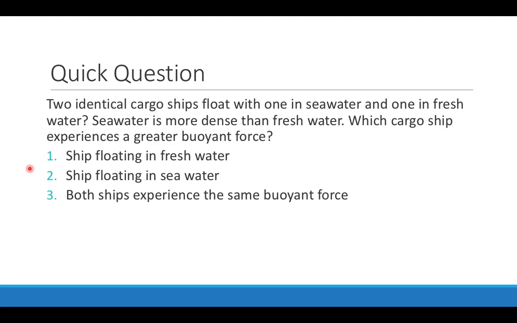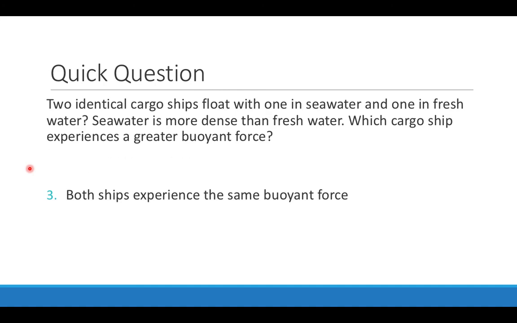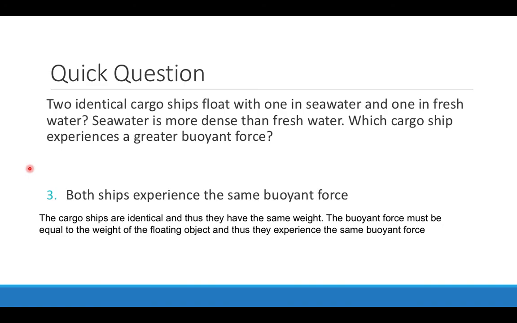Okay, let's see if we can apply what we just looked at in the PhET simulation. So I have 2 identical cargo ships that float, with one in seawater and one in freshwater. Seawater is more dense than freshwater. Which cargo ship experiences a greater buoyancy force? So they are identical cargo ships in every way. They have the same mass and the same weight, and they are floating. And so both ships are going to experience the same buoyant force. The reason for that is because they're identical, and if they have the same weight, the buoyancy force must equal the weight of the floating object. And so they have to experience the same buoyant force.